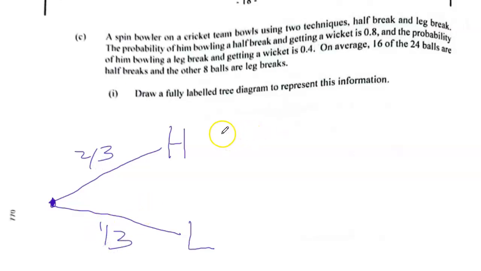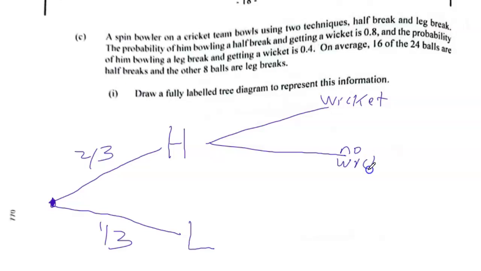Alright, so if he bowls a half break, he can get a wicket, or he can get no wicket. And likewise, from the leg break, the result could be a wicket or no wicket.